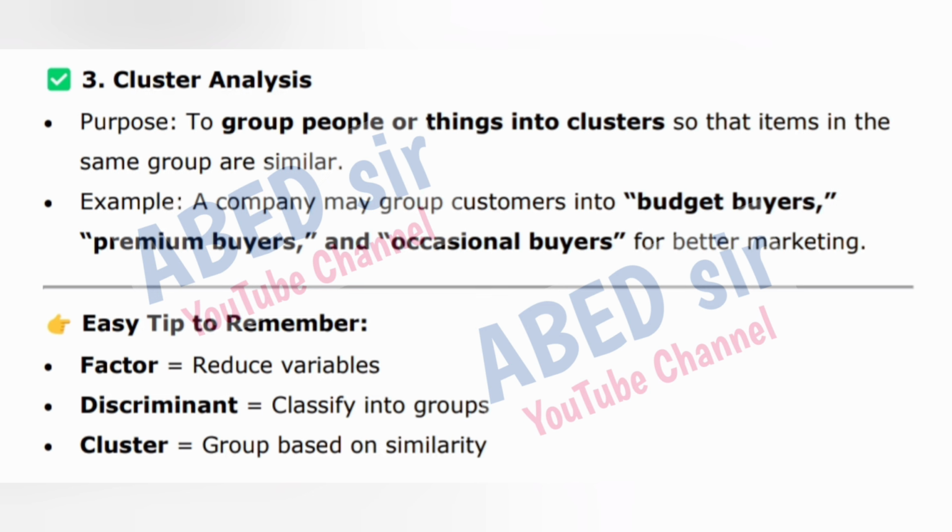3. Cluster analysis. Purpose: to group people or things into clusters so that items in the same group are similar. Example: a company may group customers into budget buyers, premium buyers, and occasional buyers for better marketing. Easy tip to remember: Factor is equal to reduce variables. Discriminant is equal to classify into groups. Cluster is equal to group based on similarity.